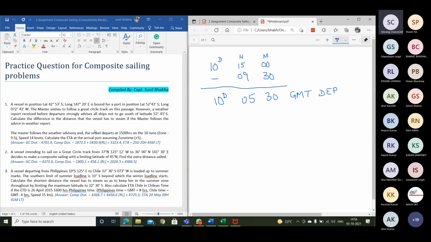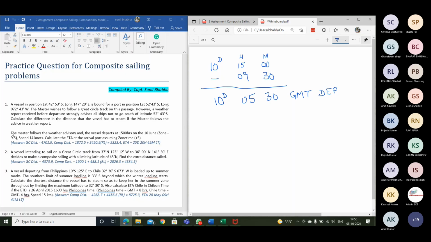ठीक है सर. Okay. Okay. So that's why we have used the 9.5 hour difference and we have not divided 147 by 15. So we don't need the LIT here. Okay. So we have got the GMT of departure.